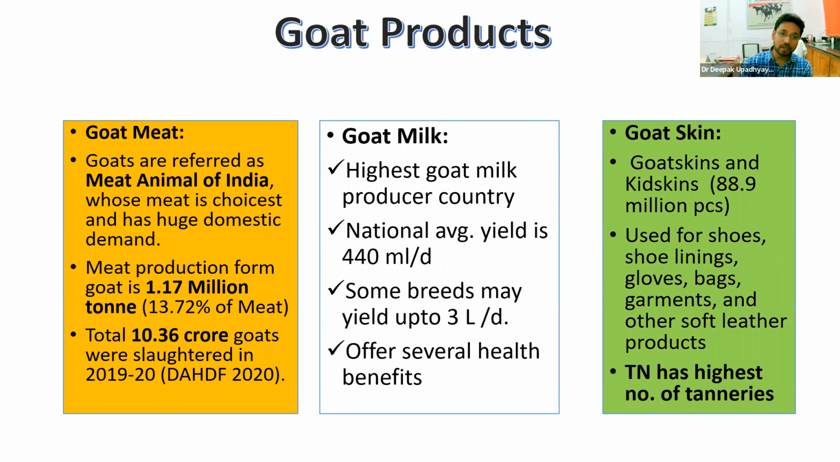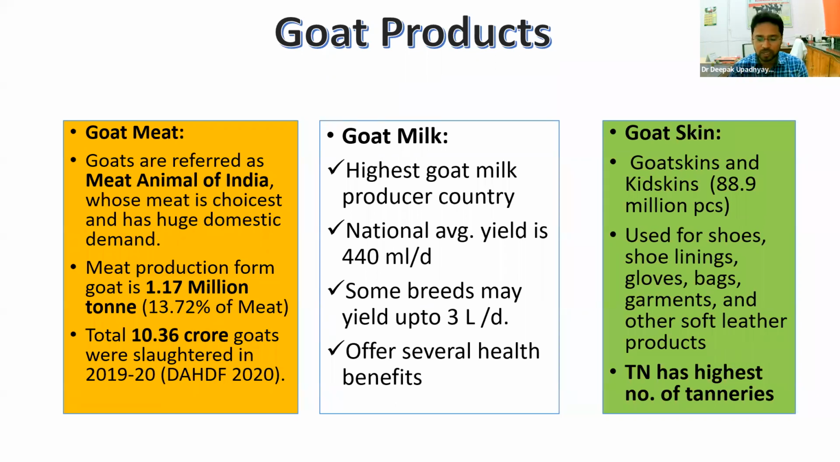Unlike other countries, where there are breeds which can produce even 5 to 6 liters of milk per day, in our country also some breeds may yield up to 3 liters, even 4 liters per day, like Jamnapari. And goat milk offers several health benefits. Several health benefits have been documented, like it increases the platelet count. It is highly digestible, easily digestible. It does not cause lactose intolerance. And it is also used for some kinds of diseases in Ayurvedic medicines. So in this respect, goat milk holds higher value.